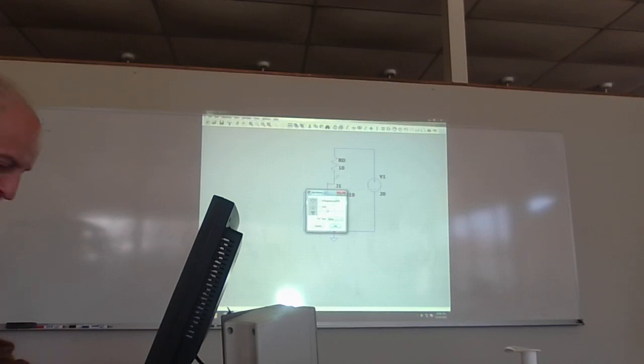So D will go here. This will be gate, and this will be source. So we change this to the gate, and this to source.